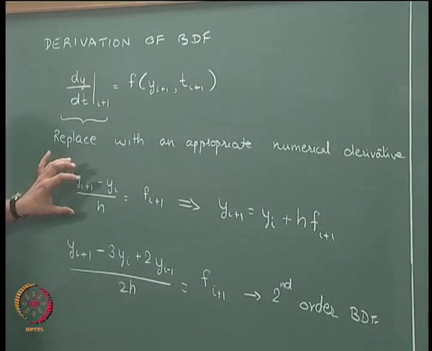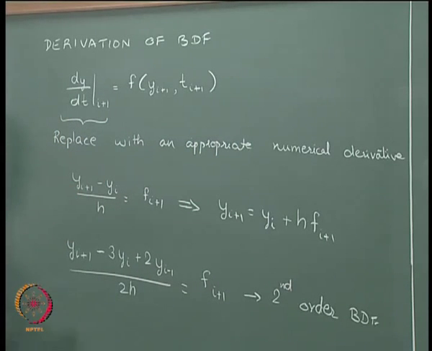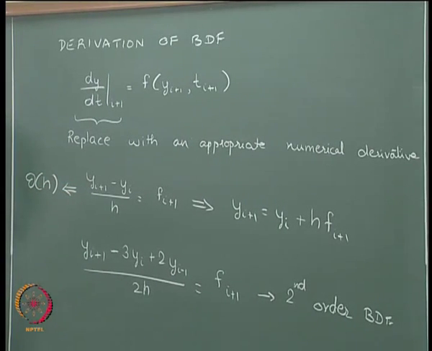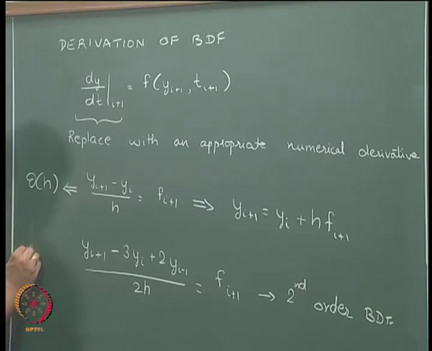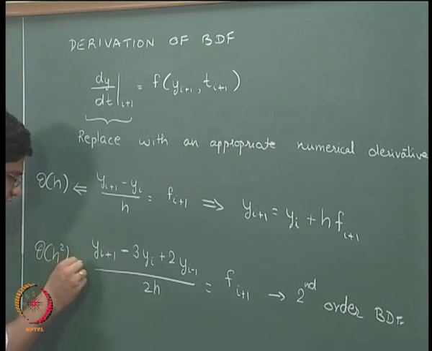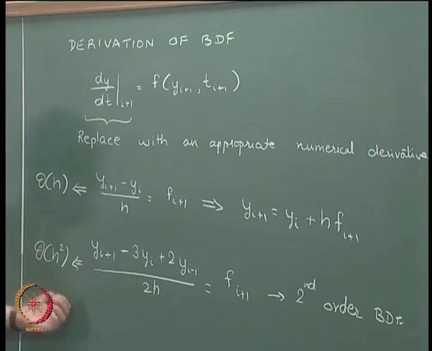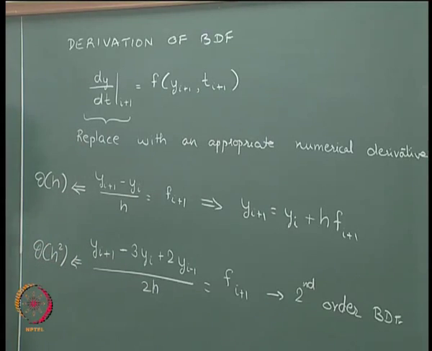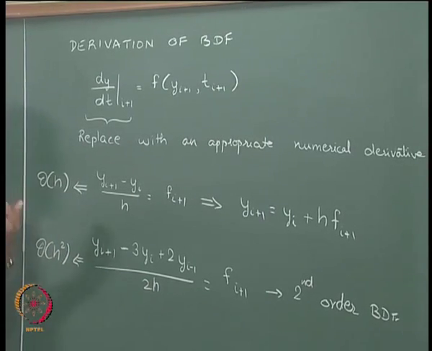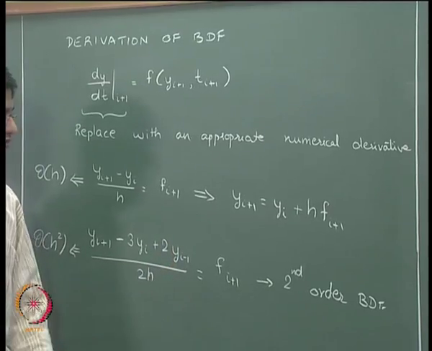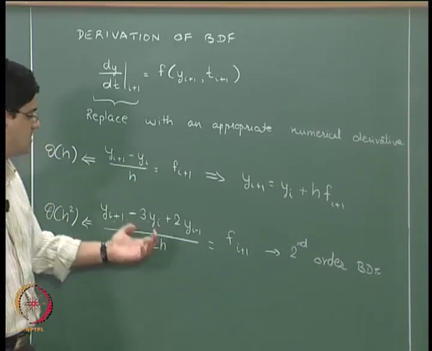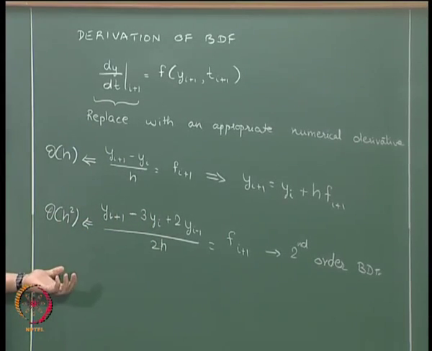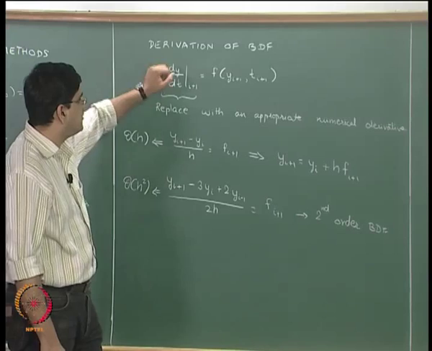Recall that this particular derivative was order h accurate. As a result, the error in the first order backward difference formula is of the order of h. This particular method was order h squared accurate. As a result, the accuracy of the second order backward difference formula is of the order of h squared. We can have third order, fourth order, fifth order backward difference formula, and so on and so forth, and we will be able to use an appropriate backward difference formula with an appropriate amount of accuracy. So that's it about the backward difference formula.